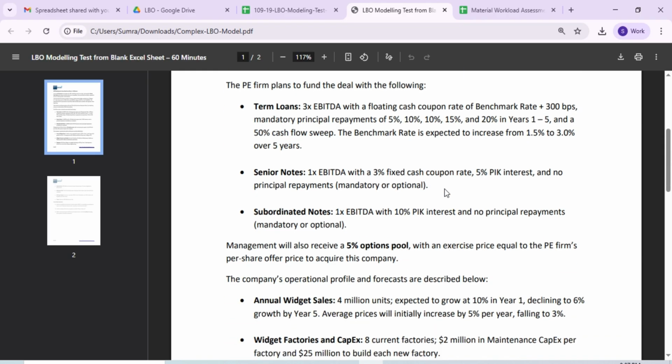the PE firm plans to fund the deal with the following. Term loan, 3x EBITDA with a floating cash coupon rate of benchmark plus 300 bps, mandatory principal repayments, all these rates in year 1 till 5, and a 50% cash flow sweep. The benchmark rate is expected to increase from 1.5% to 3% over 5 years.